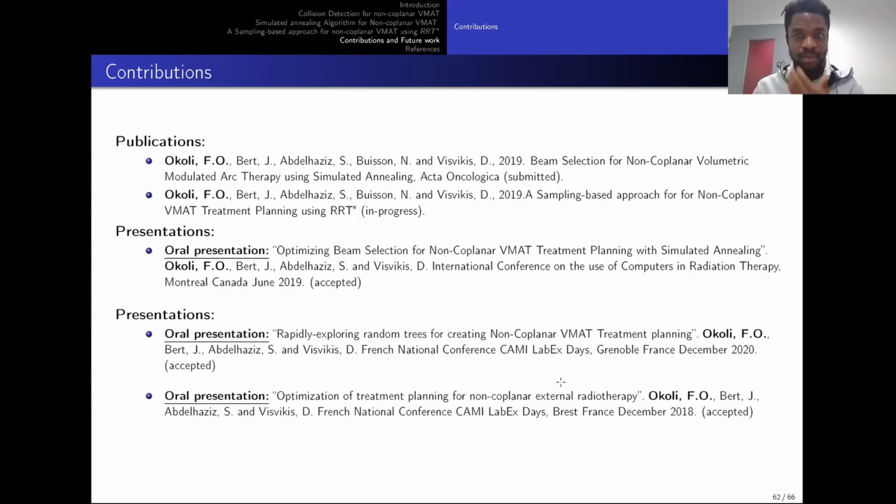So we also made some publications. We have a publication that has been submitted to Acta Oncologica, and we made a presentation of this at ICCR in Montreal. We also made some oral presentations at Labex days. There's another one that will be presented in Grenoble in December of this year.